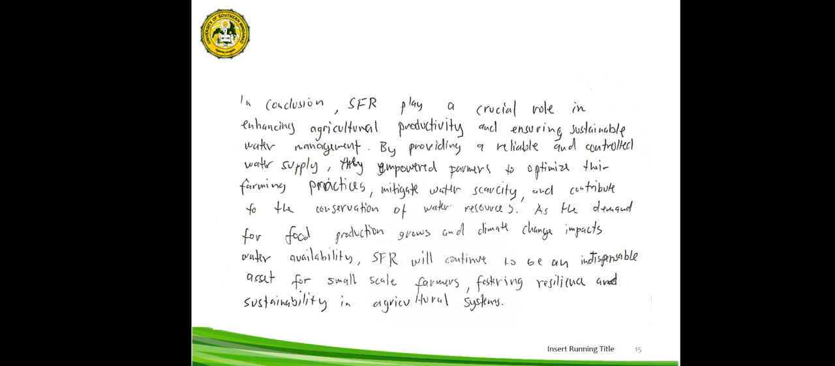In conclusion, small farm reservoirs play a crucial role in enhancing agricultural productivity and ensuring sustainable water management by providing a reliable and controlled water supply. They empower farmers to optimize their farming practices, mitigate water scarcity, and contribute to the conservation of water resources. As the demand for food production grows and climate change impacts water availability, they will continue to be an indispensable asset for small-scale farmers, fostering resilience and sustainability in the agricultural system. That's all. Thank you.